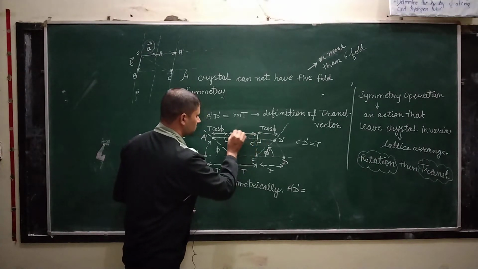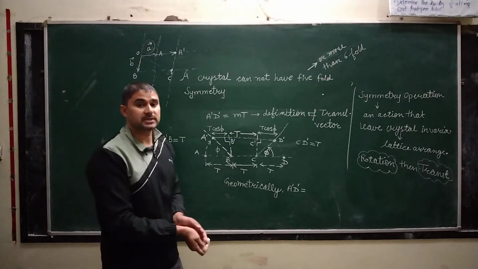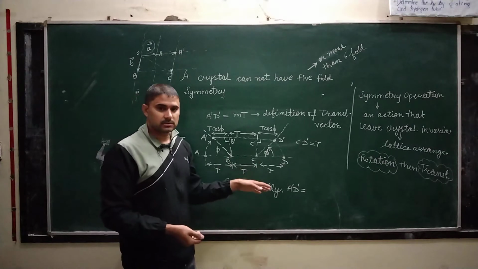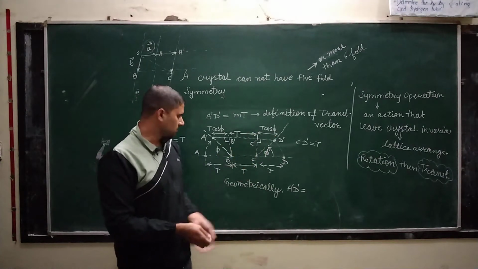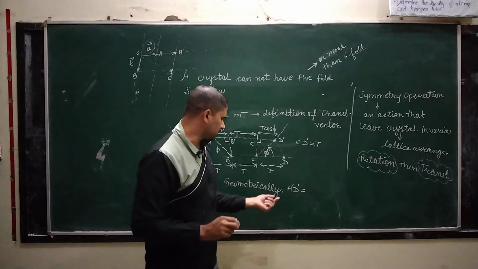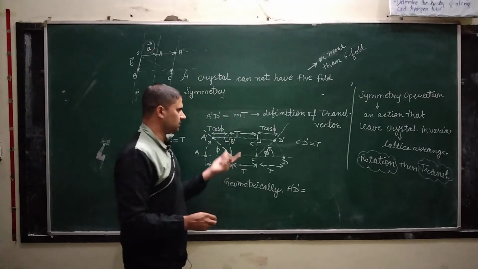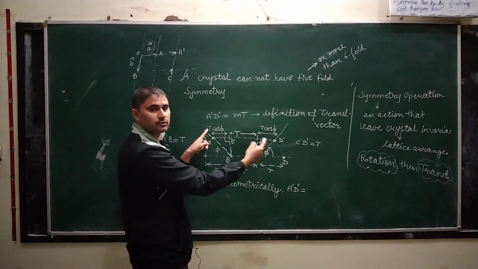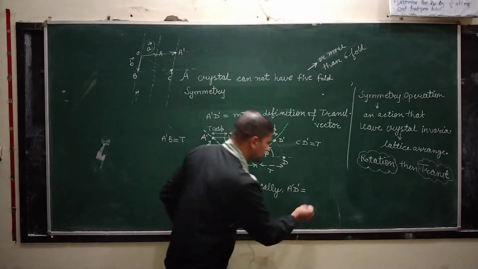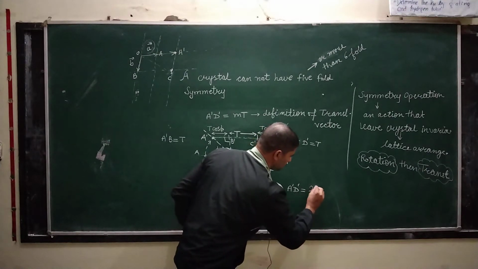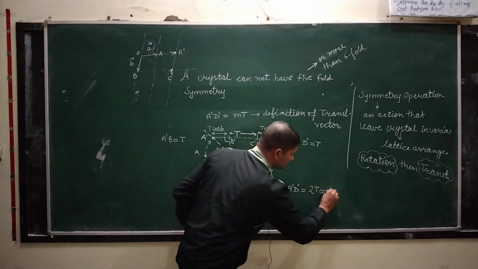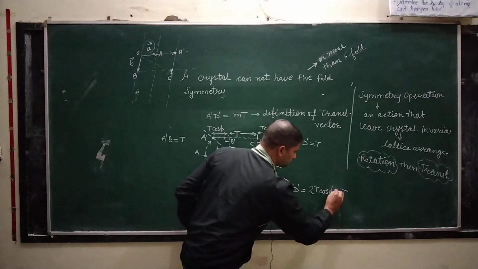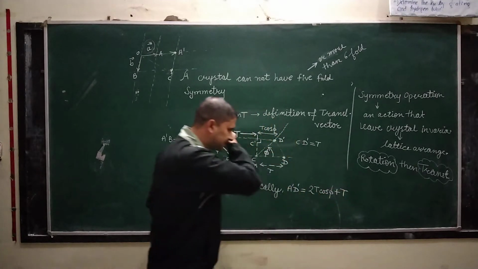If you have a clear picture of the translation vector and the primitive vectors, this is a very simple topic. You need not cram anything. So A dash D dash, from geometry you can see, is T cos phi, twice of T cos phi plus T. So I can write this is 2 T cos phi plus the primitive translation vector, that is T.